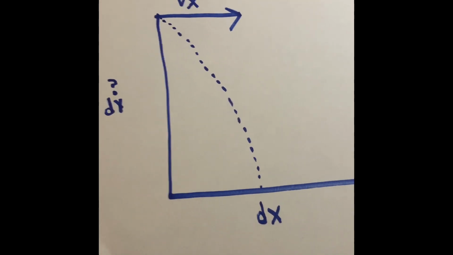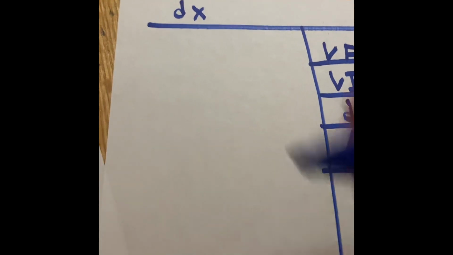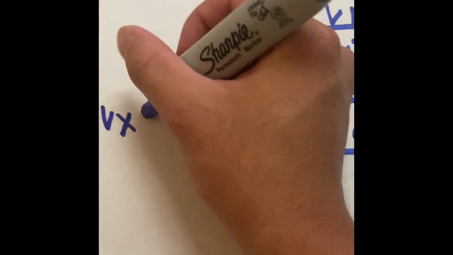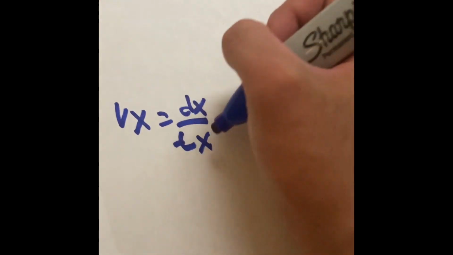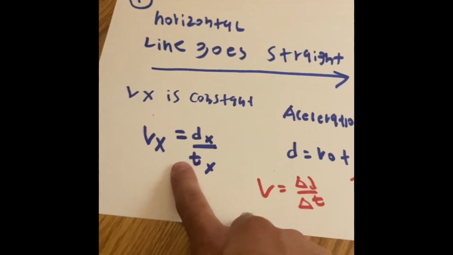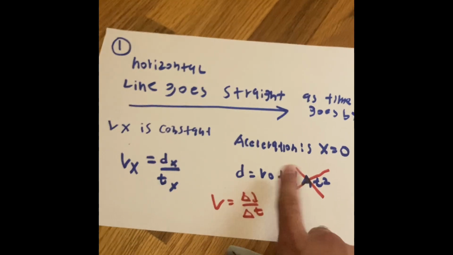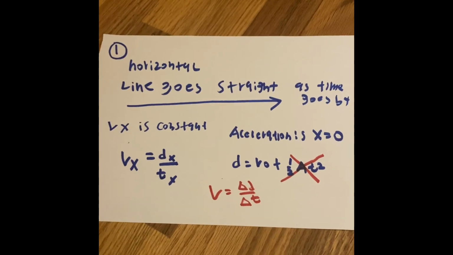Well, here's what the Vx or the dx stands for. For dx, we have a formula that we can use. Vx is going to equal your dx divided by your tx. This formula can be derived from the horizontal part of it. We use that formula if we say that acceleration for x is going to represent 0.